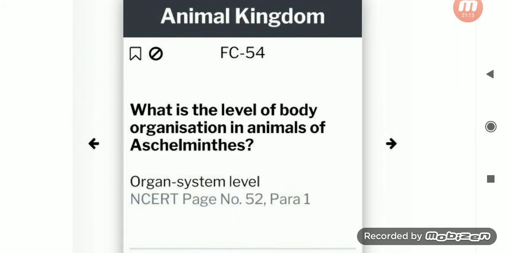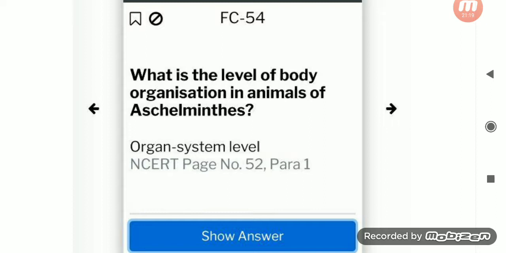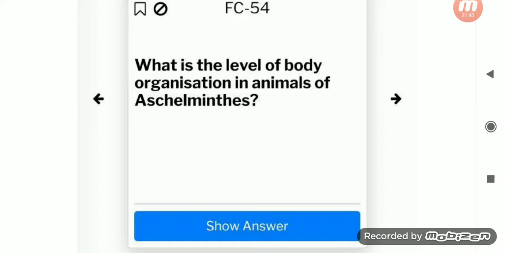What is the level of body organization in animals of Aschelminthes? Organ system level.